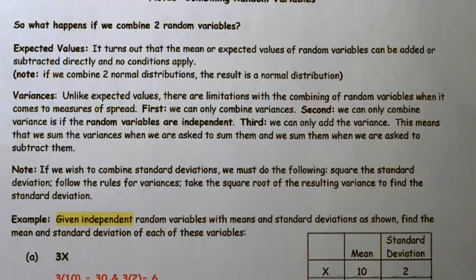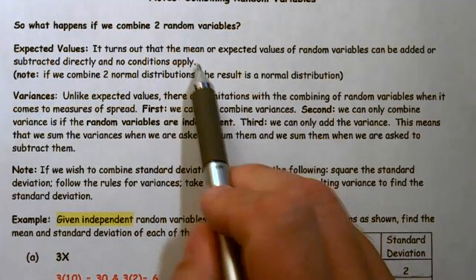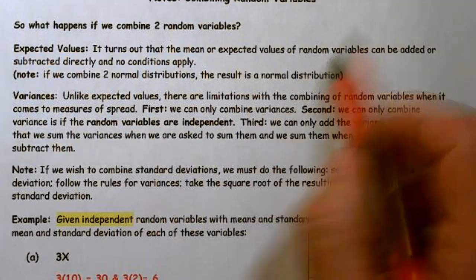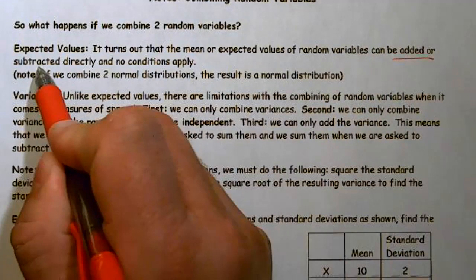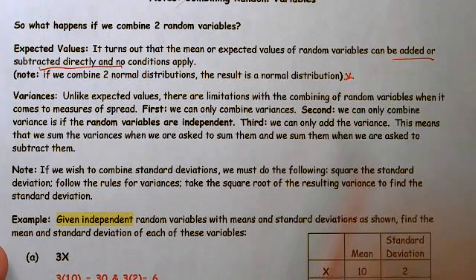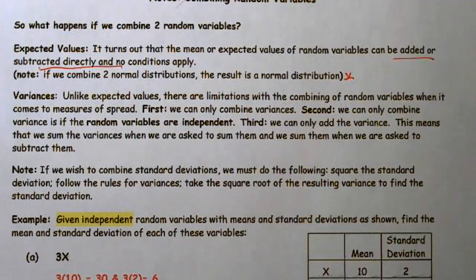Well, what happens if we add or subtract random variables? What happens to the measures of center? Well, when we add means, it's very simple. They can be added or subtracted directly, all right? No conditions apply, okay? And also, if we combine two normal distributions, the result is normal, right? You might want to put a star by that for future use. But in other words, if we combine two random variables, we can add their means together, piece of cake.